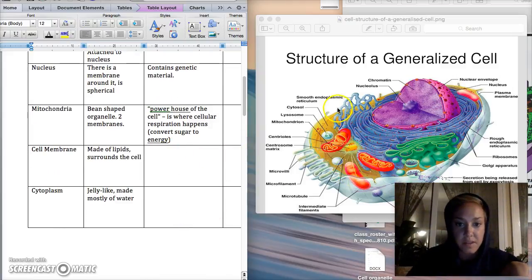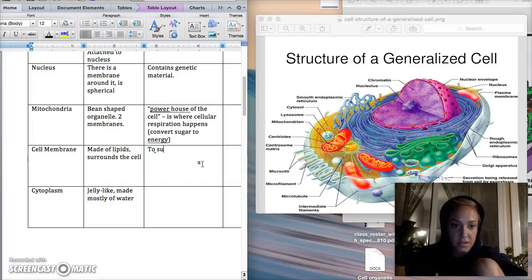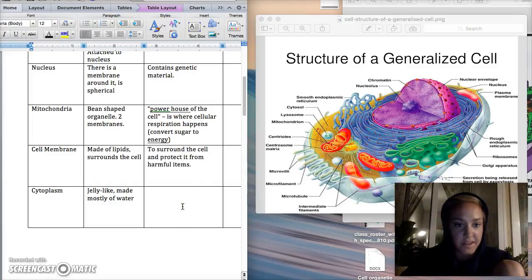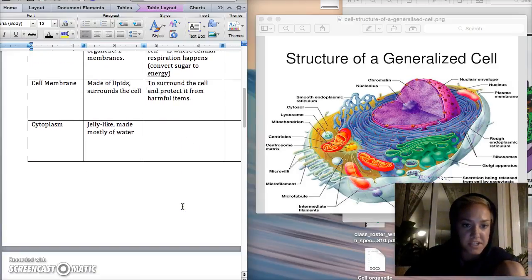Okay, cell membrane. The cell membrane is made of lipids, so that's why lipids and fats are really important. They make up the cell membrane, and it surrounds the cell. The function of the cell membrane is to surround the cell and protect it from harmful particles or items. Okay, cool. There's more that the cell membrane does, and we actually will spend a whole week on that next week. But for right now, it surrounds the cell and protects it.